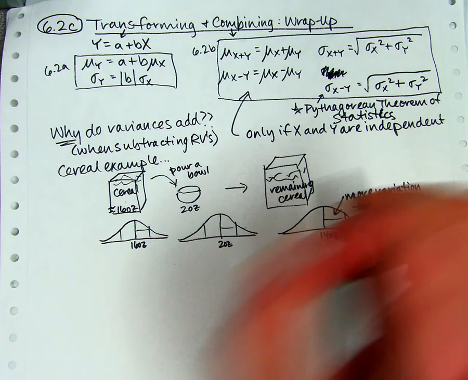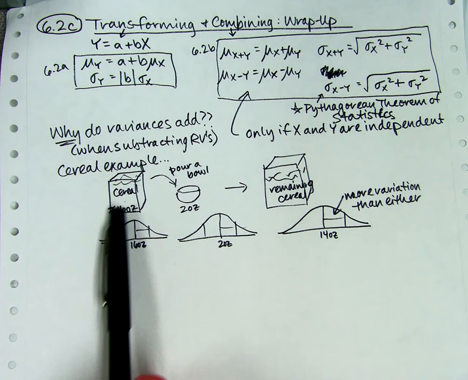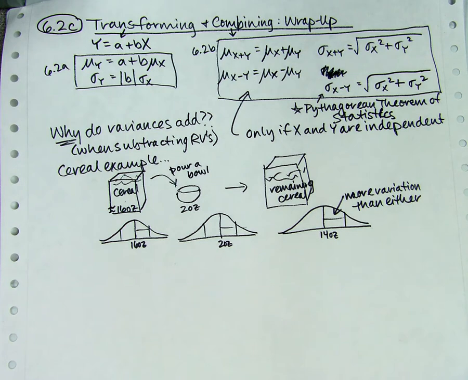And that's why variances add together when you're subtracting random variables. And to me, that is the common sense reason why it makes sense that the variances add. The reason why it's variances adding and not standard deviations adding is complicated and you don't have to worry about it. But the fact that you get more variation when you take randomness and subtract more randomness, you get more variation. So that's that piece.